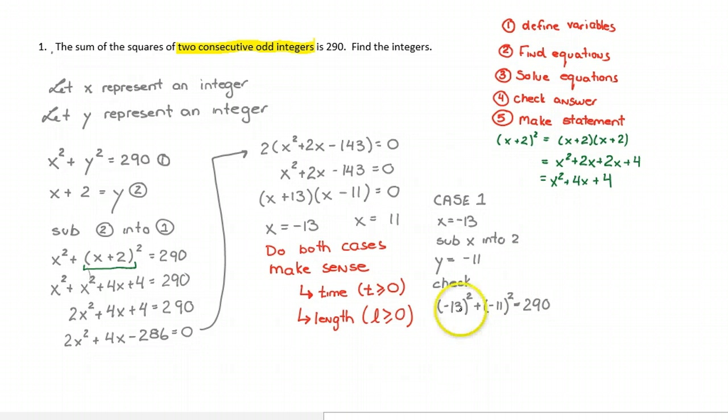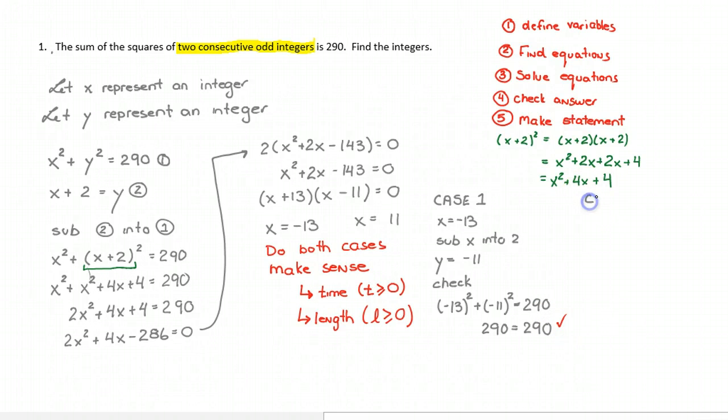Okay, and so if I work this out, negative 13 squared is 169. Negative 11 squared is 121. If we add those together, I see that 290 is in fact equal to 290. So I know that case 1 is valid. And if I want to feel good about this, I just come out here and put a little check mark.